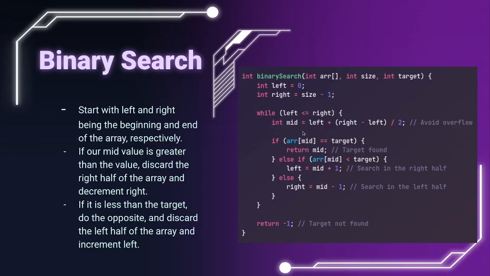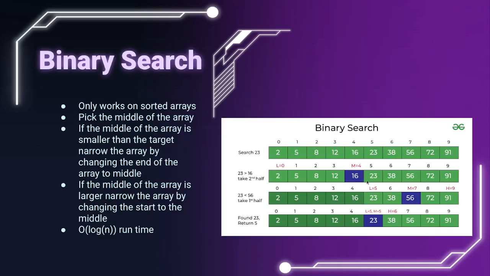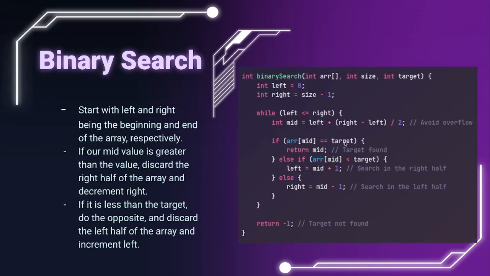So we get the middle. The middle is going to be the left plus the right minus the left, divided by 2. Or I believe you could just do left plus right in parentheses and then divide by 2. Now, if the array at that index, the middle that we just found, is equal to the target, then we return that middle. It returns the index. So this returns the index of where our target is, not the actual value. Because you're looking for the value, you wouldn't want to return the value. It returns the index of where our target was.